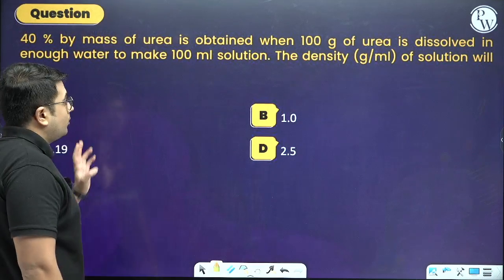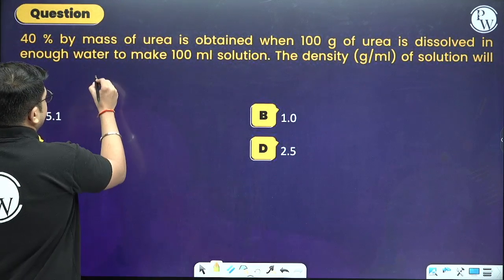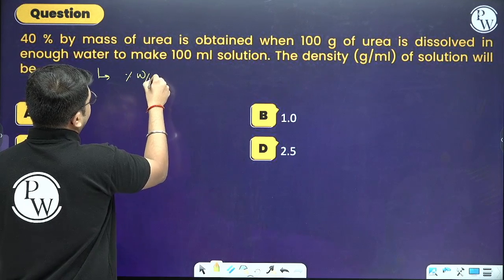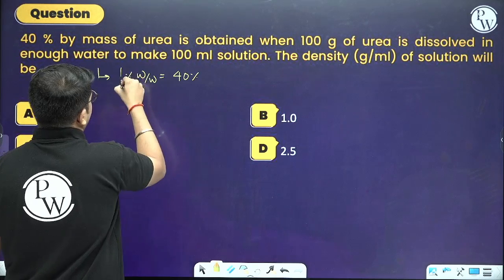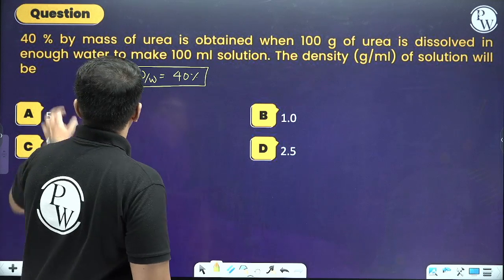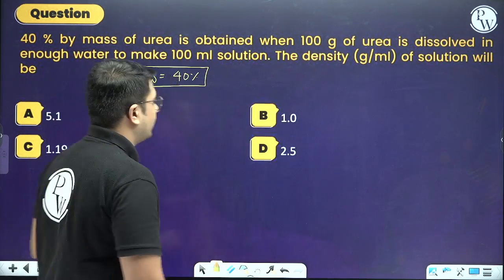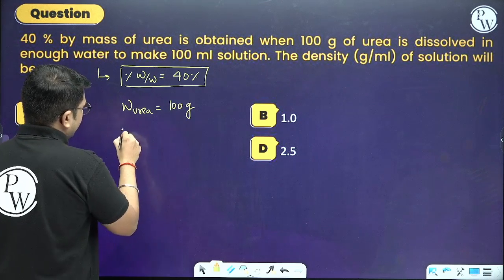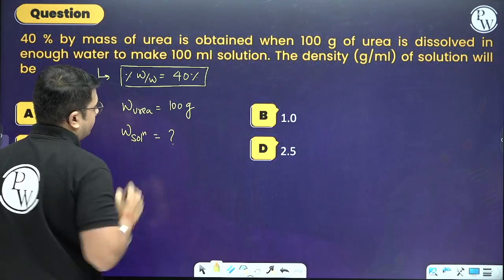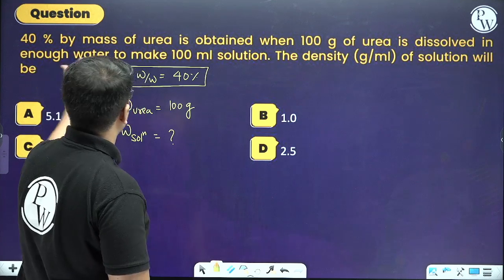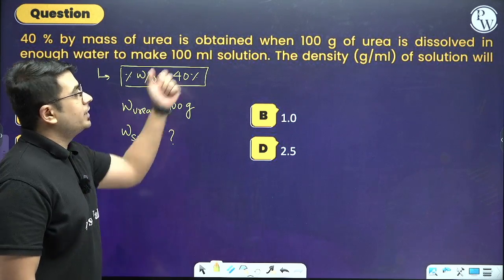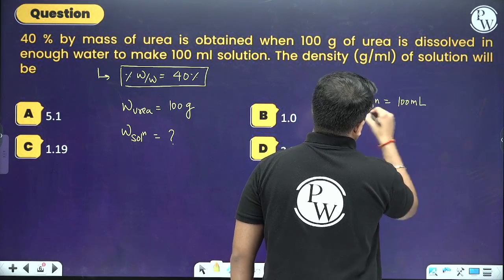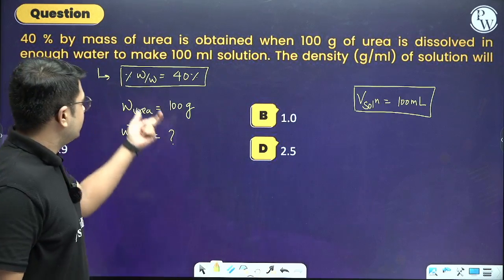Now coming back to the same problem, the first information given to us is the data about percentage by mass. So in this case percentage W by W is given, which is 40%. Now, 100 gram of urea means W of urea is given, which is 100 grams, but W of solution in this case is missing. We don't know that part, because it simply says that it is dissolved in enough water to make 100 ml solution. We know one thing, that volume of solution in this case is 100 ml. But again, from this information, this has no use.